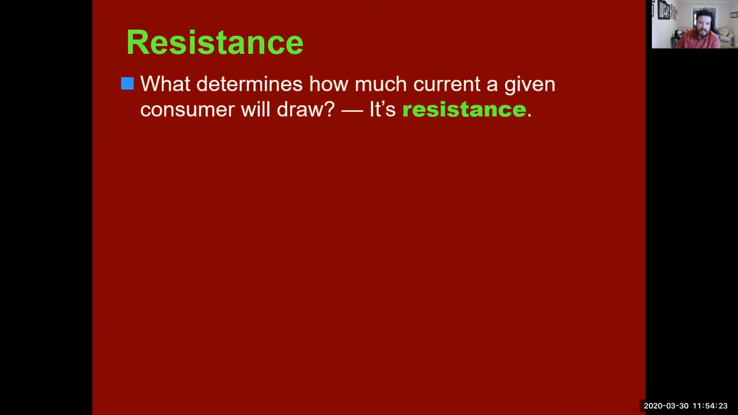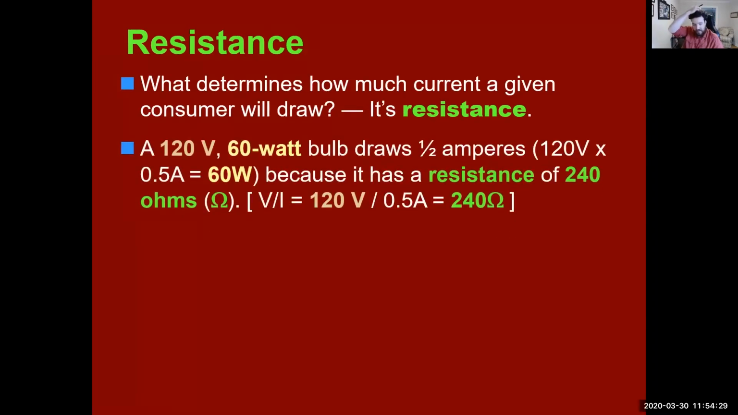So what determines how much current a given customer will draw? It's resistance. If you have a 120 volt, 60 watt bulb, it draws a half an ampere. So basically you have 120 volts times 0.5 amp is equal to 60 watts, because it has a resistance of 240 ohms.